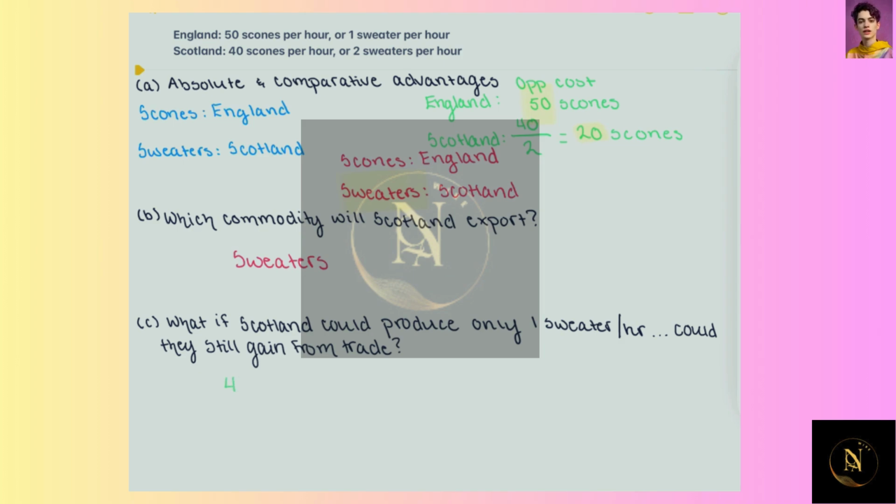They can still produce those 40 scones per hour, but now they can only produce that one sweater as compared to the 2 that they could do before. So this gives us an opportunity cost for Scotland of producing sweaters equal to 40 scones. Now we can compare these opportunity costs again. Scotland now has an opportunity cost of 40 scones, which is still less than England's opportunity cost of 50 scones. So the answer to this question would be yes. Scotland could still gain from trade because they still have that comparative advantage.